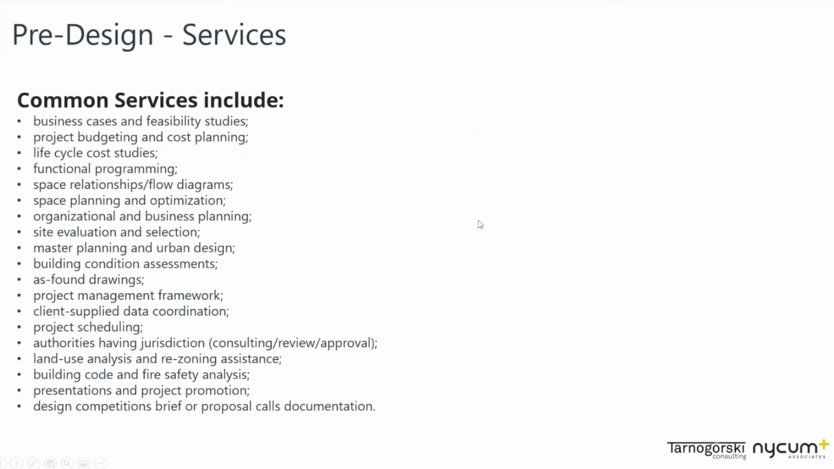So this is a big long list of common services. This is just from the RAIC and from that CHOP handbook. I'll just read through them and then we can highlight some of the services that I think are more important for this group. So that business case and feasibility studies, project budgeting and cost planning, life cycle cost studies, functional programming.